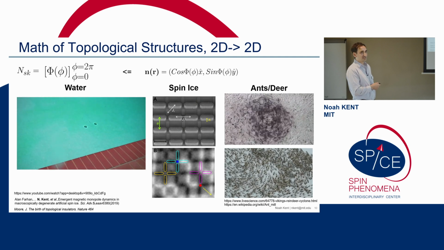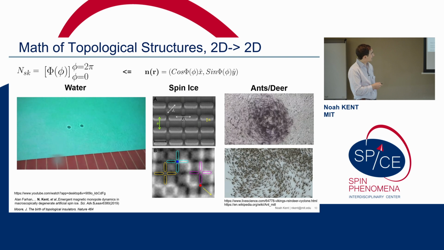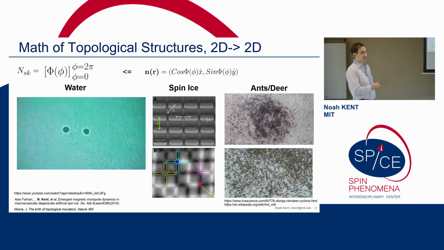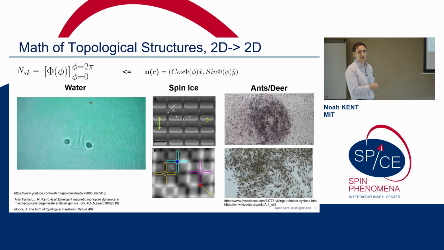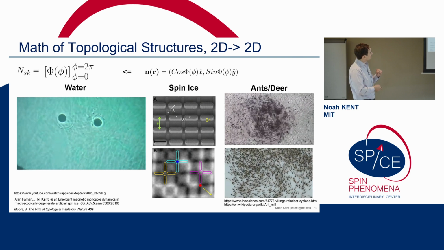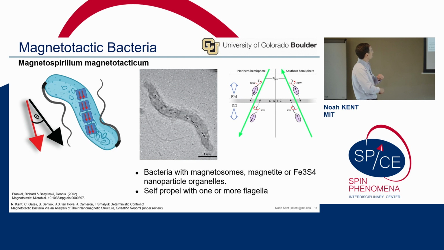The ant one is particularly interesting because this is called an ant death mill, and I would argue that this is actually a topologically protected structure. The ants will go around and around in this circle until they all die. So yeah, it can happen in some weird systems, and that's what we're going to be talking about.